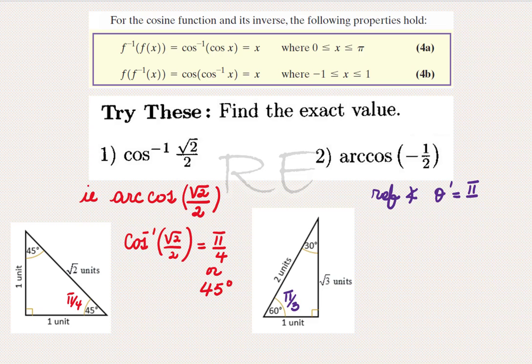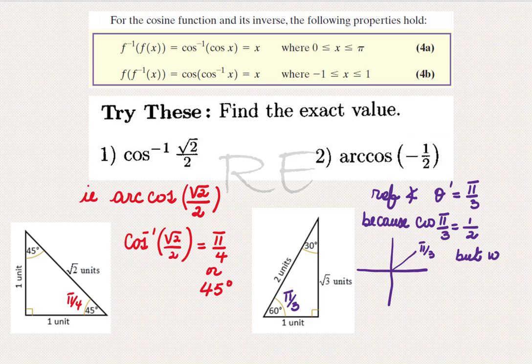So we have our reference angle, but because cosine of pi over 3 is equal to 1/2, we need to find the arc whose cosine is negative 1/2.